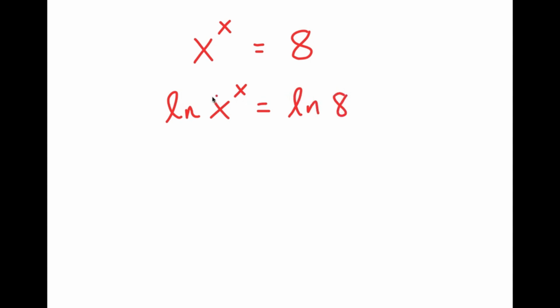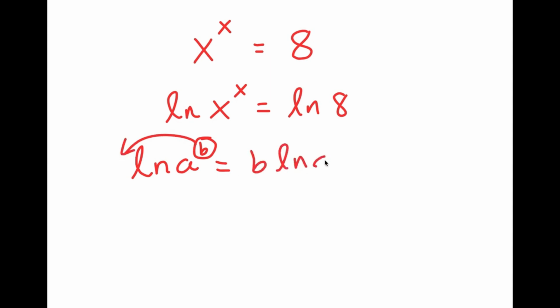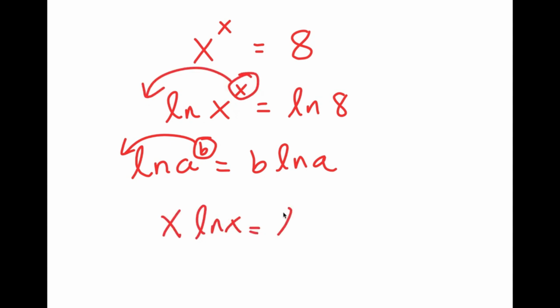And a helpful property that comes with logarithms is that if I have something in the form ln a to the power of b, I can move this exponent to the front, so this turns into b times ln a. So in this case, I have ln x to the power of x, and I can move x to the front. So now I get x times ln x is equal to ln 8.